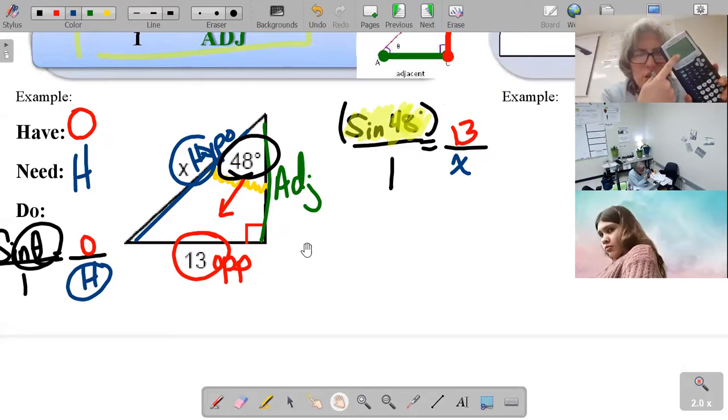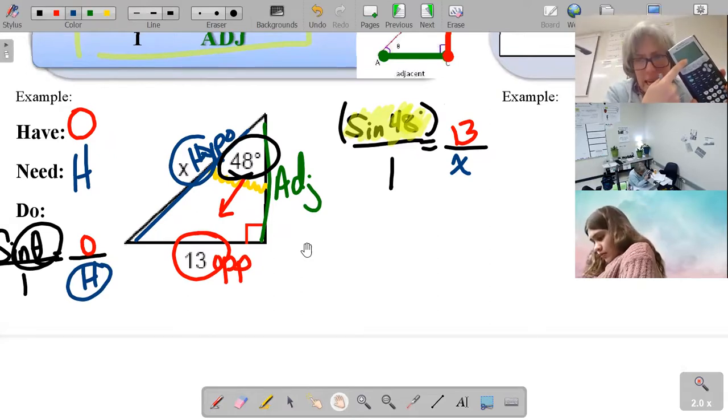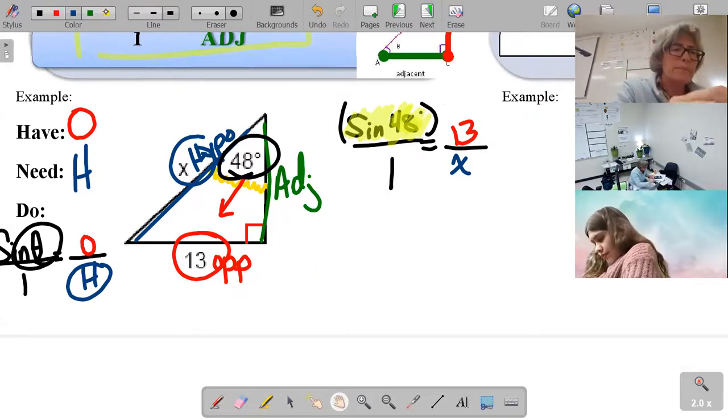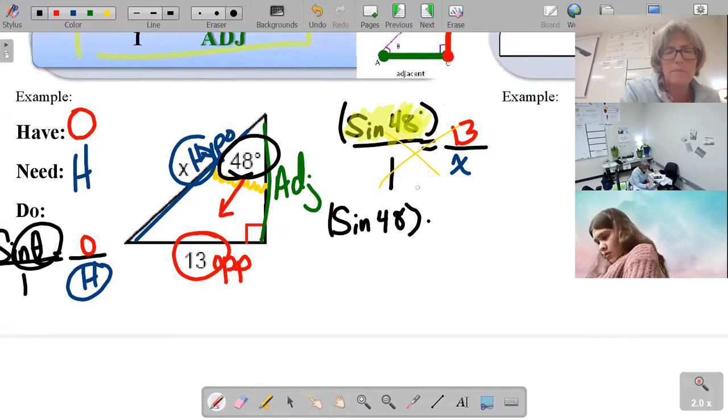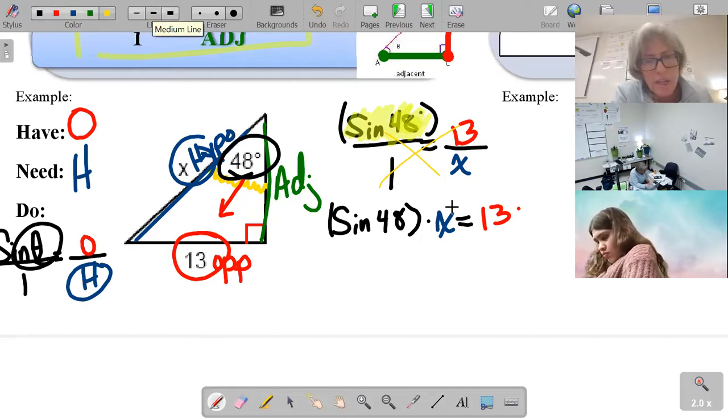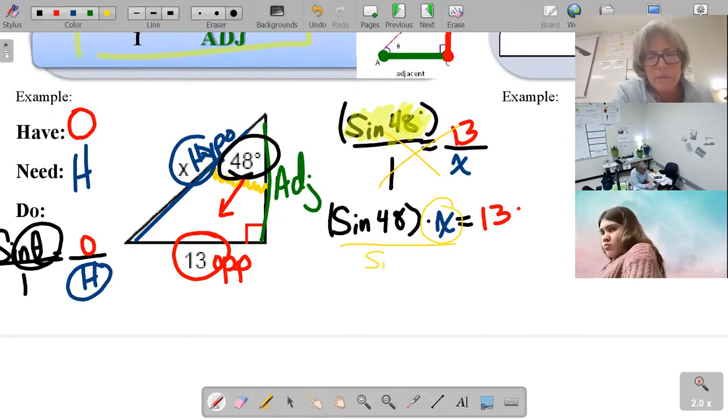Do not touch this calculator until your x or your variable is isolated completely. Right now it's not. Still not isolated. Don't touch the calculator.